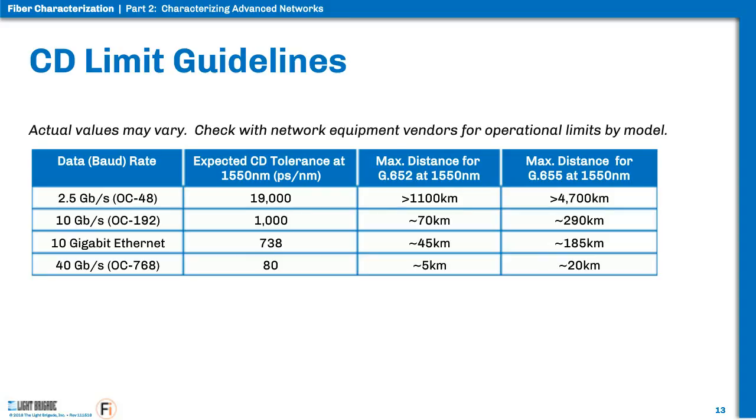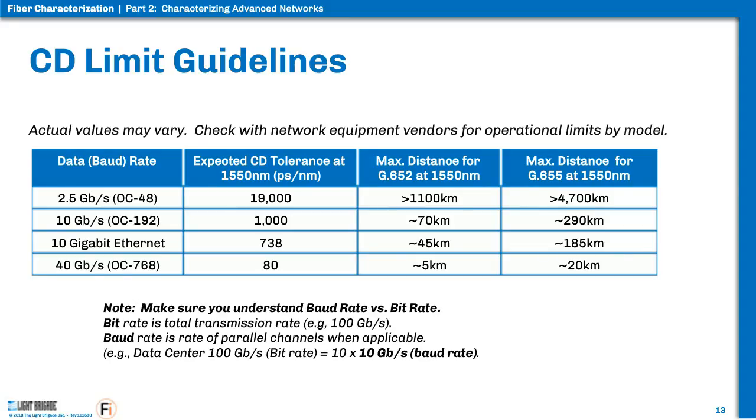And the last column is the typical numbers for G655 fiber, which is non-zero dispersion shifted fiber, optimized to operate in the C and the L bands. And you can see the distance ranges are longer, because the dispersion at 1550 is much, much lower than it is at 1625. But in fact, these numbers can vary because each network vendor has different tolerance levels for their particular electronics, so you really need to check with your vendor to see what's specific.